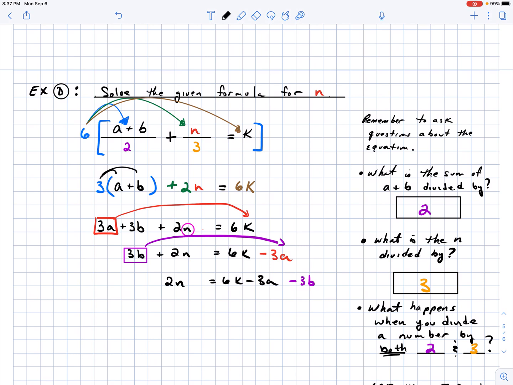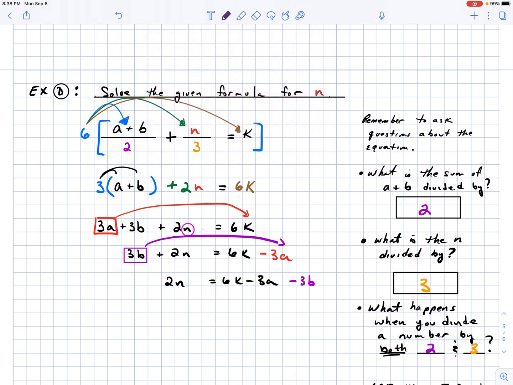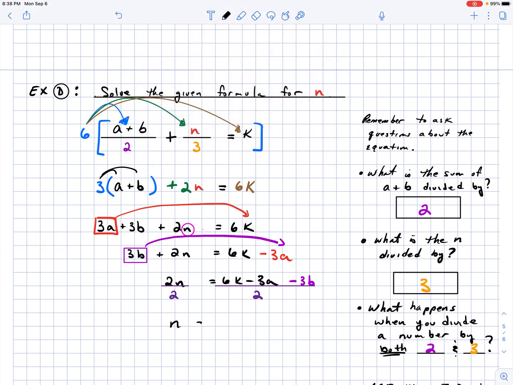And then I will divide everything by what? What do you think? Yeah, it's 2, right? It has to be, because we don't want to know how many 2 of these n's are. What we want to know is what one of these would be. So now we have n equals 6k minus 3a minus 3b, all divided by 2.